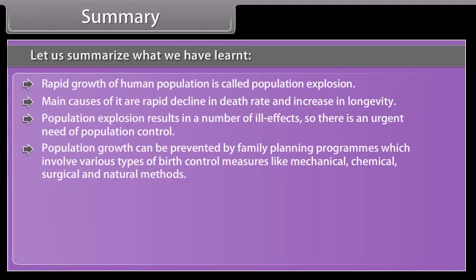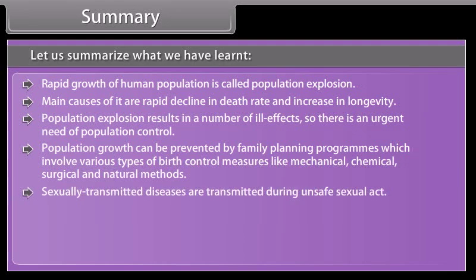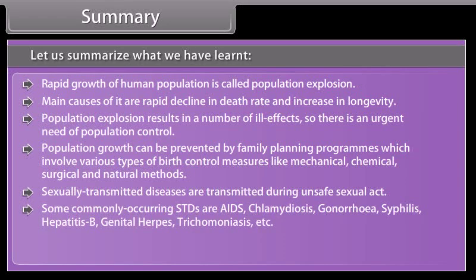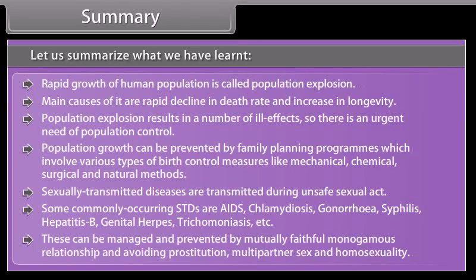surgical, and natural methods. Sexually transmitted diseases are transmitted during unsafe sexual acts. Some commonly occurring STDs are AIDS, chlamydiosis, gonorrhea, syphilis, hepatitis B, genital herpes, trichomoniasis, etc. These can be managed and prevented by a mutually faithful monogamous relationship and avoiding prostitution, multi-partner sex, and homosexuality.